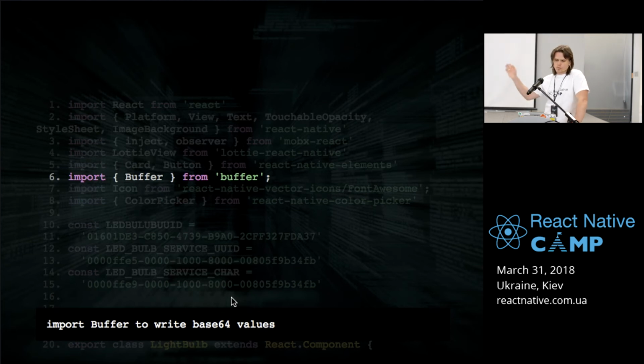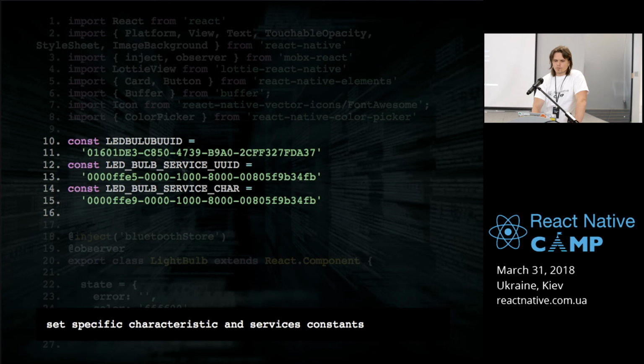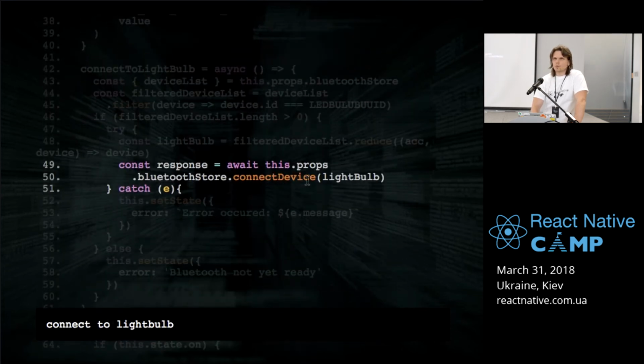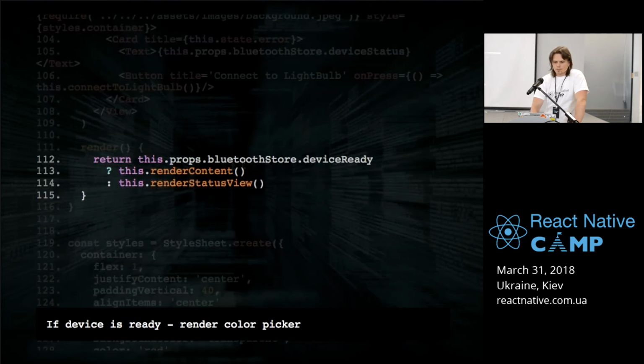Code-wise, it looks like this. I have to use Buffer, which is for writing base64 values, so we import it. We have the specific unique identifier of the light bulb. We have the service identifier that I figured out by reverse engineering, and we have the characteristic that I also figured out by reverse engineering. As you see, it's the same one, so the service and the characteristic are the same for this. And I connect the device. Remember, it was the same one we used for the scanner. Then when my device is ready, I just render the color picker.